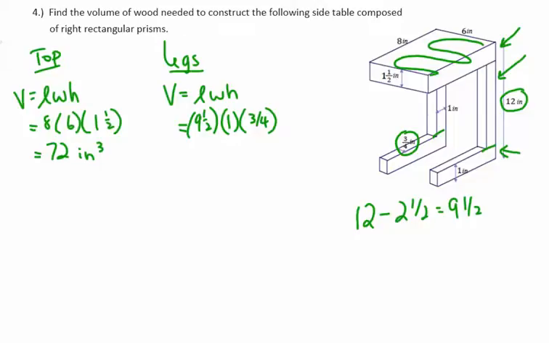So now I can do 9.5 over here. And when we do that, we get 14 and 1/4. That's for 2 of the legs, so I'm going to double this because there's 2 legs. That's inches cubed. And then we have the bottom part of the 2 legs. So we're going to double whatever this is, just like we doubled here because there's 2 legs.